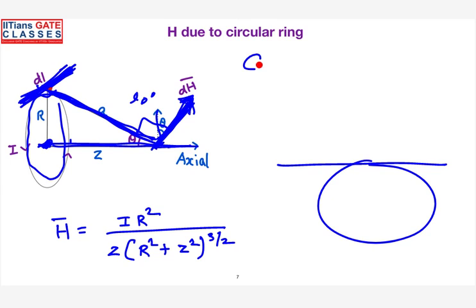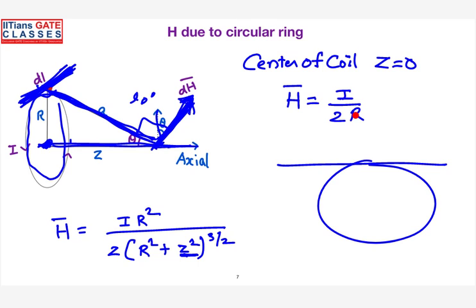So exactly at the center of the coil, your Z will be 0. So when Z is 0, the net magnetic field intensity is equal to I by 2R. Please cross check. Your Z value will be 0, so this 2 will get cancelled and the R square leaves one R term. So it is I by 2R.